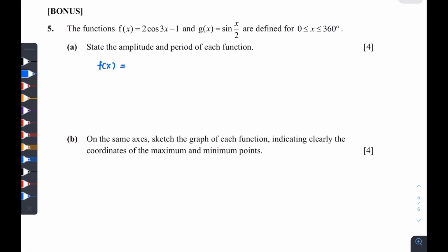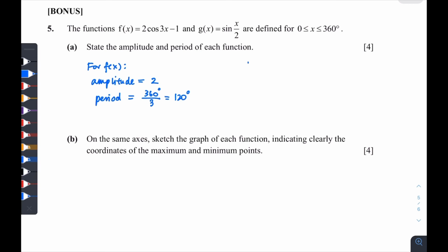So for f(x), the amplitude is going to be, f(x) is 2 cos 3x, right? So the amplitude is 2. The period is going to be the original period divided by 3. So the period is 120 degrees.